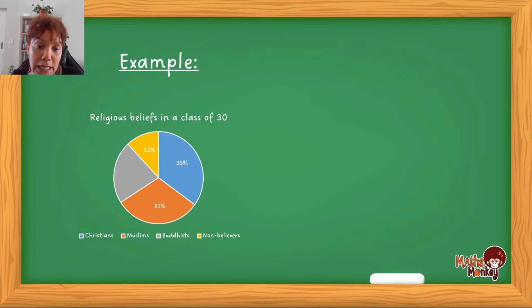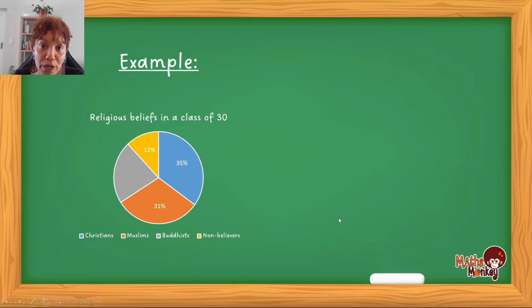So this is more or less what you can expect, or how they would possibly ask you questions. This is a graph, and on the graph it says religious beliefs in a class of 30. So this is 30 students, and these are the different religious beliefs that they have. The group of Christians, the blue, is 35%. Then we have Muslims, which is 31%. Then we have Buddhists, where the percentage is not given. And then we have non-believers, which is 12%.